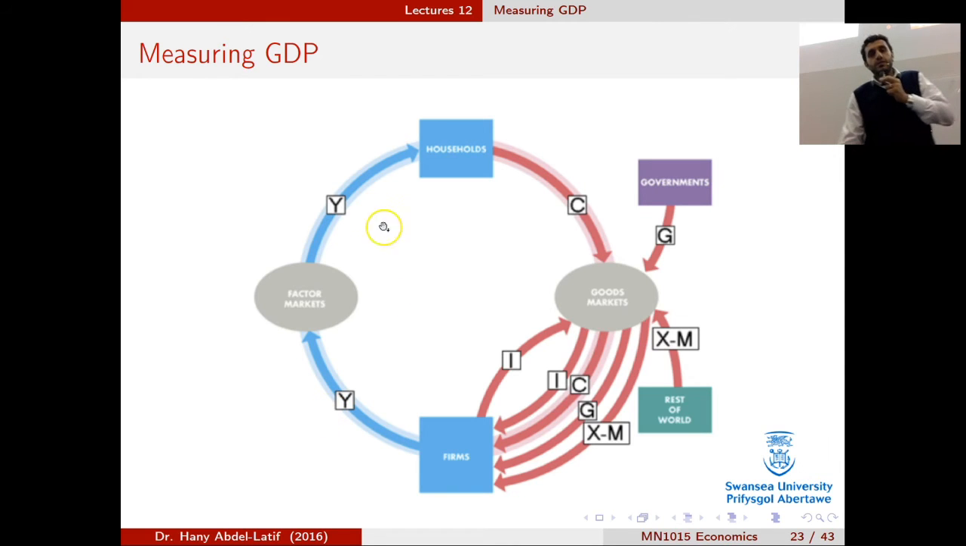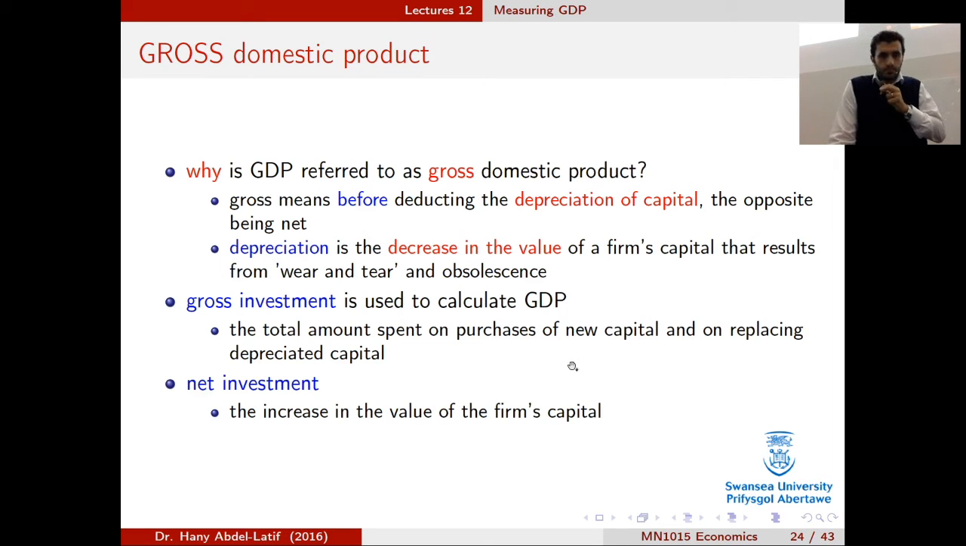Going back to this, the output is the market value of all goods and services, the final goods and services. Final is important because we exclude the intermediate goods. And on this side, the red one, is the expenditure approach. If you add up consumption plus investment plus government spending plus net export, this should give you the GDP according to the expenditure approach.